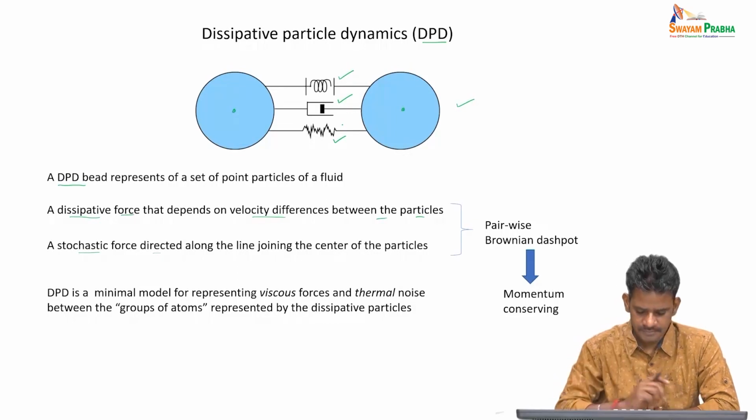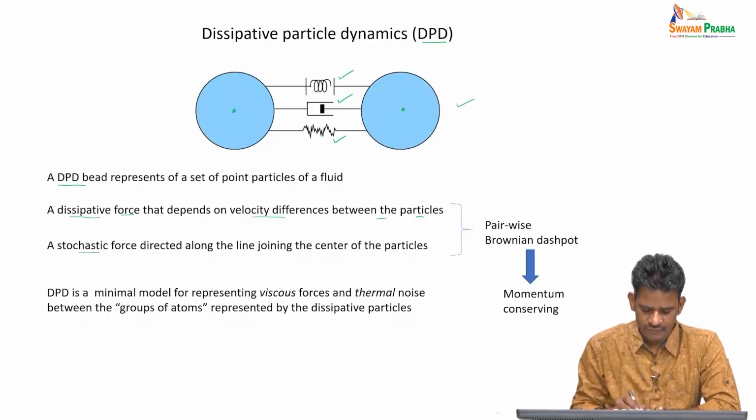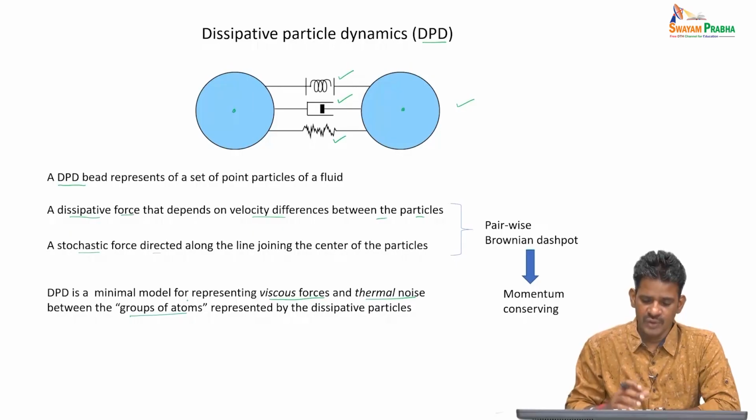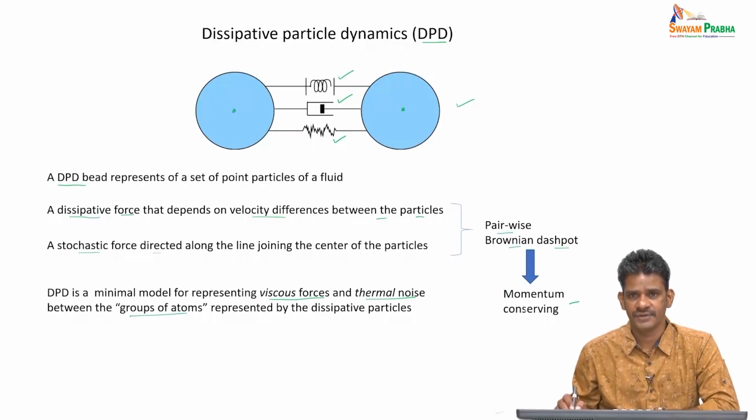The point of doing all this is that we want to build a DPD bead that will serve as a minimal model for representing the viscous forces and thermal noise between a group of atoms, which we have considered as one DPD bead. When you look at this combination of dissipative and stochastic force, this is known as a pairwise Brownian dashpot. In DPD simulations, the forces are chosen in such a way that momentum is a conserved quantity, and that is the basis why hydrodynamic interactions are taken into account automatically in the system. This is something that was missing in Brownian dynamics, where the momentum was not conserved.